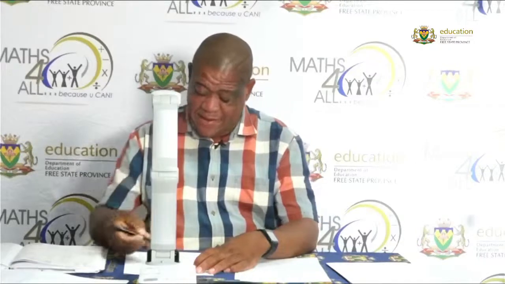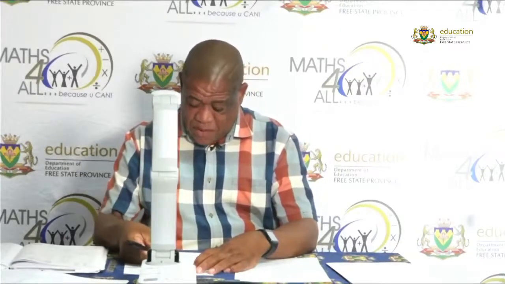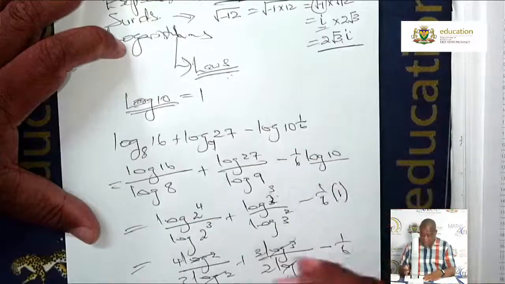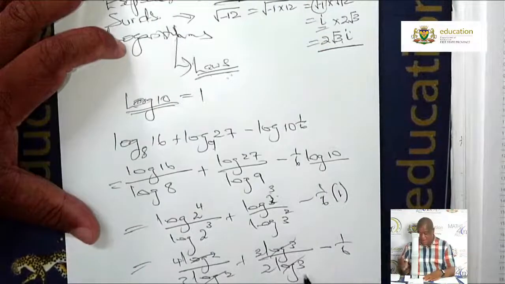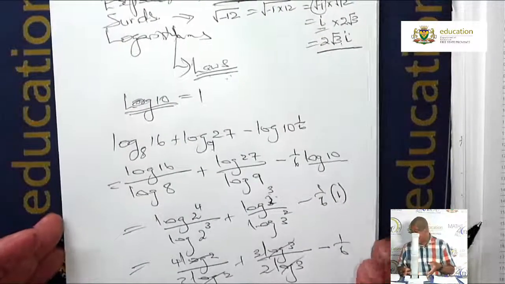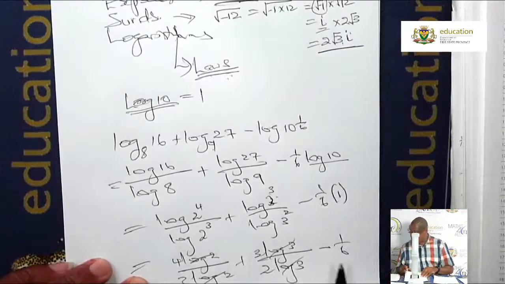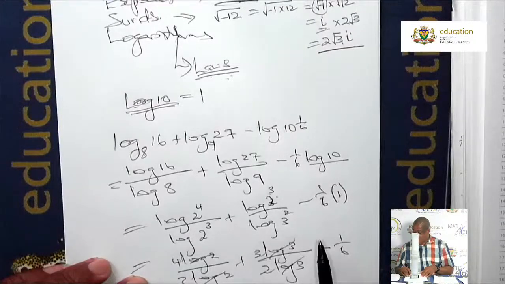But the key thing is to be able to change the base, know what your log 10 is, and then be able to write 16 as a power of 2, 8 as a power of that, you change that, and then you cancel, then it's just a matter of working mathematically. That's the basic thing around the logarithms that we shall be getting in our question 3.